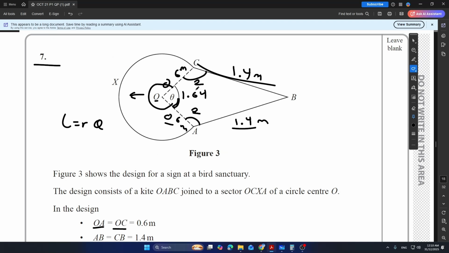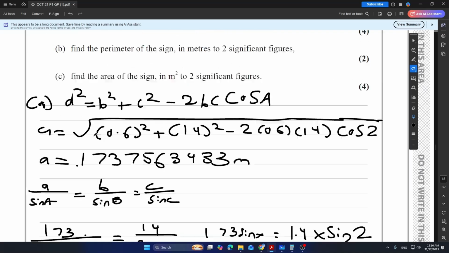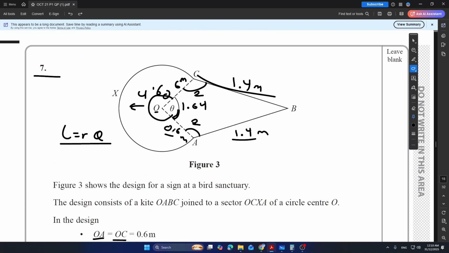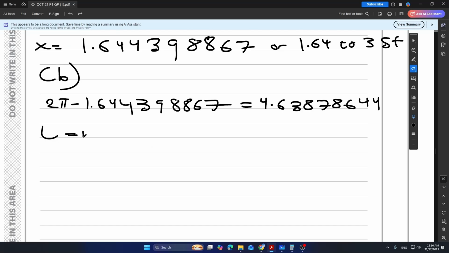Now again, since we have the angle here, which is 4.6, which is facing the sector, we can just do L equal to r theta to find this thing. Radius is already given, 0.6 here, and we can just use our magic formula to get the answer. So L equal to r theta, which is 0.6 multiplied by 4.6 dot dot dot, this whole thing, and I will get the answer.